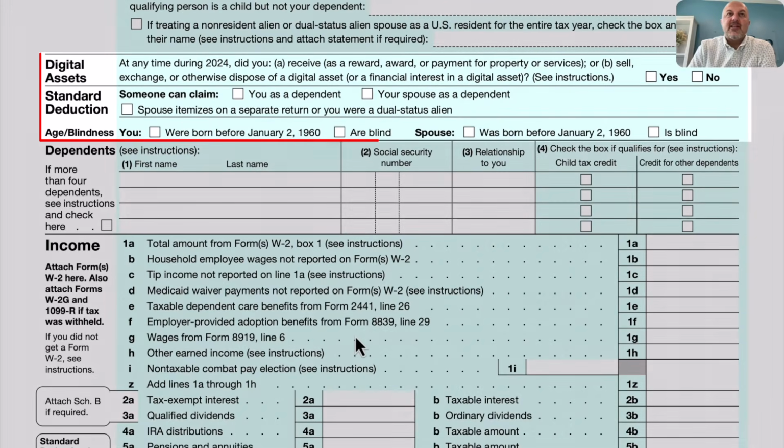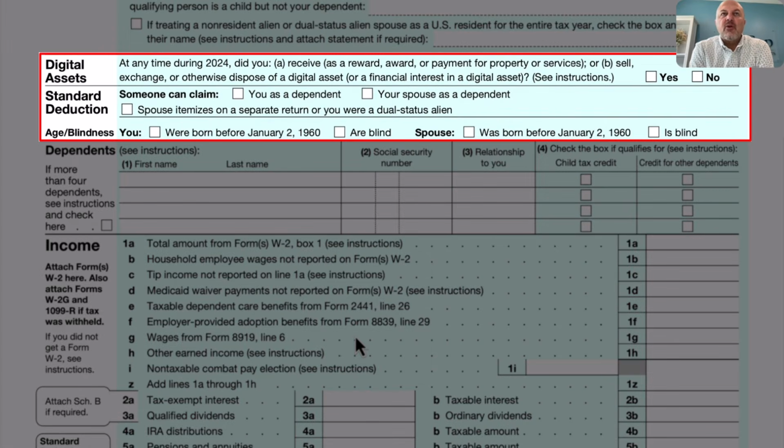So digital assets, this question first appeared on the 2019 1040, but it was buried in a different schedule and not as prominent as we see here on the front page. But in 2020, they put it on the front page of the 1040 because the IRS wants to know who is transacting in digital assets. Because most people don't realize that digital assets are actually taxable. In fact, I did a very detailed video on the taxation of digital assets, so I'd recommend you go check that video out.